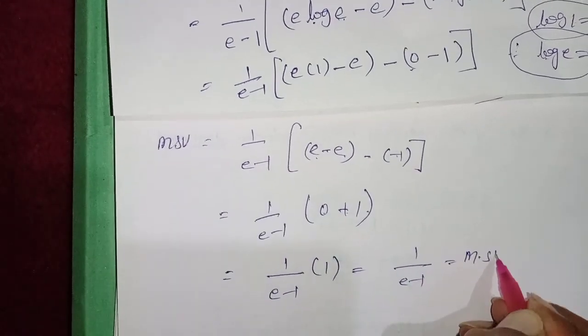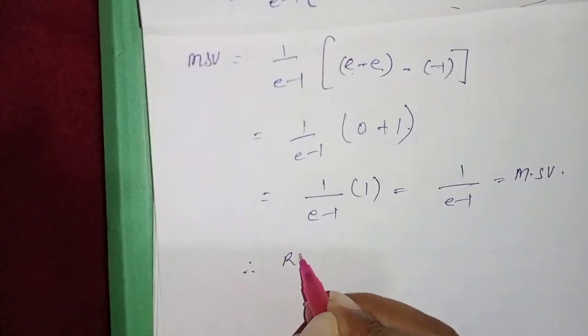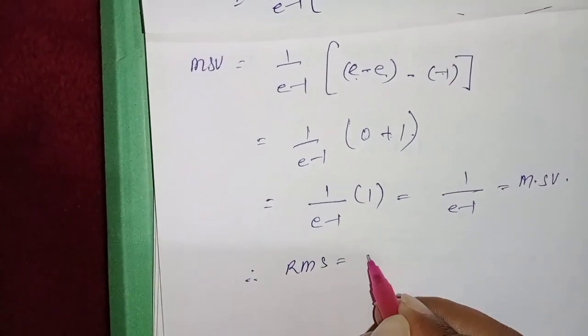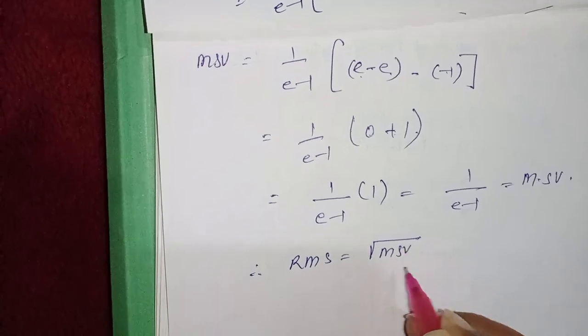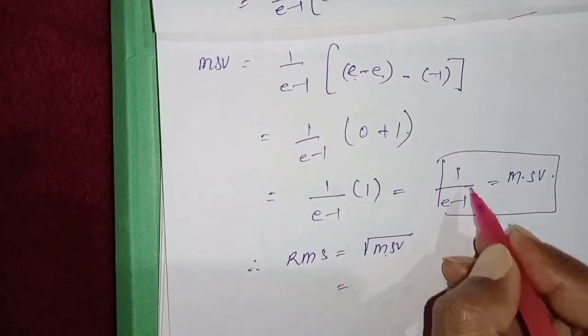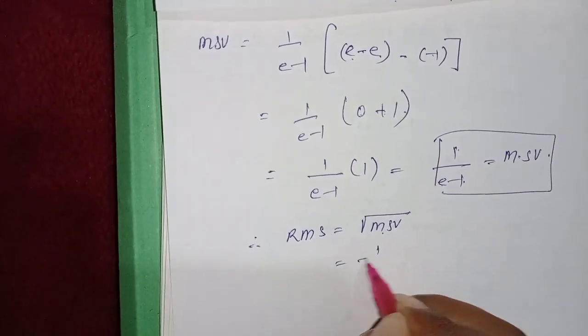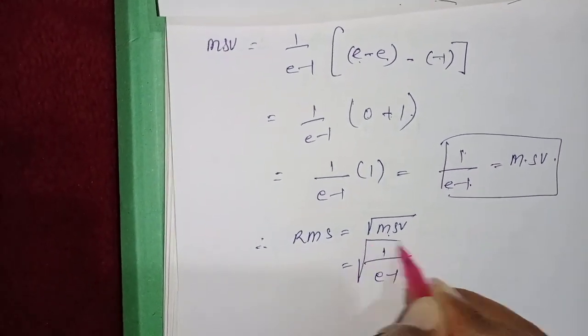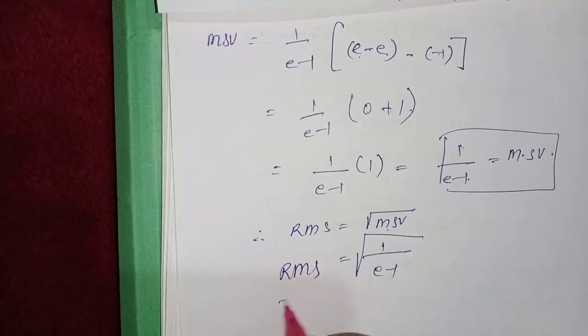This is the MSV, but RMS is equal to root MSV. MSV value is 1 by e minus 1, so 1 by e minus 1 under root. This is the RMS value.